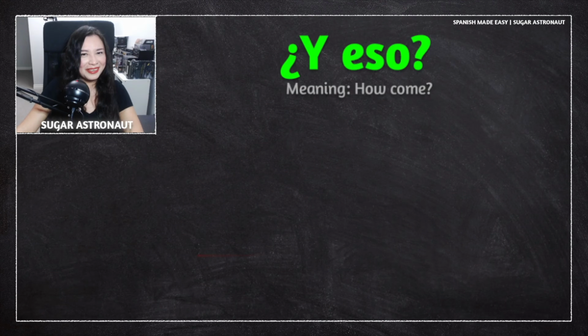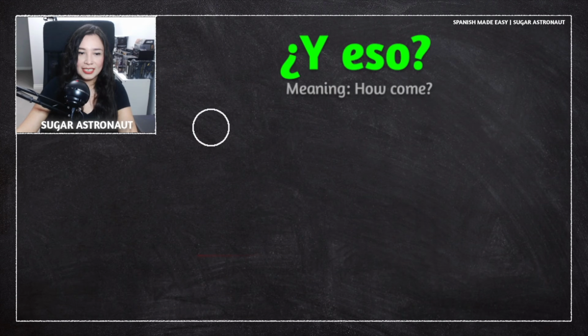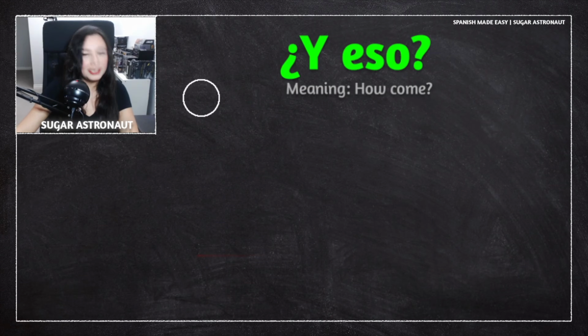Y eso? How come? Okay, so this is another common thing to say in Spanish and in English. You have both versions, Spanish and English, right? Both are very commonly said in those languages. So you can use y eso just as you would use how come in English, okay?